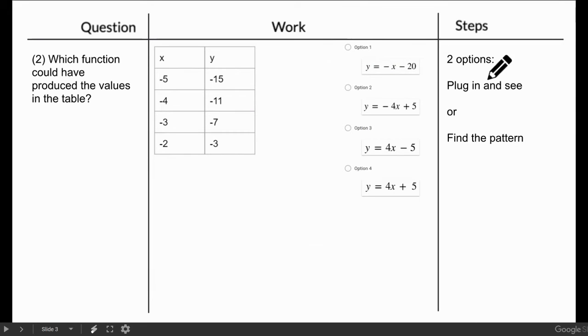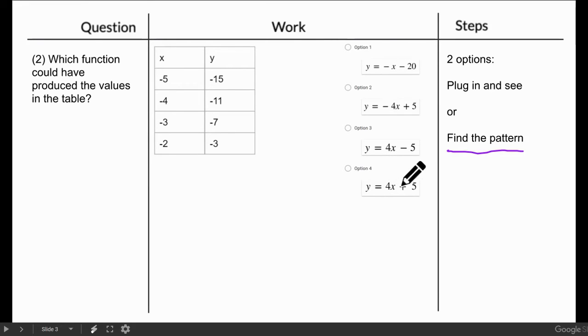We could just start plugging in to see which one matches all of the inputs and outputs, or we could look to find the pattern. Remember, each equation here is y equals mx plus b, right? We have a starting point, which is our intercepts, the negative 20, positive 5, negative 5, positive 5, and then the slope, in this case negative 1, negative 4, 4, and 4.